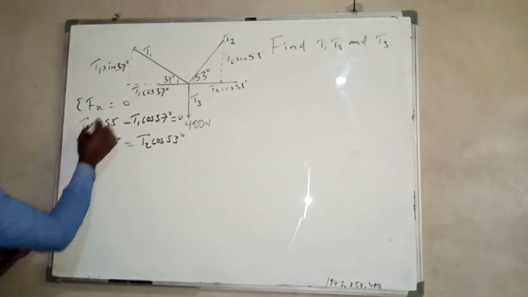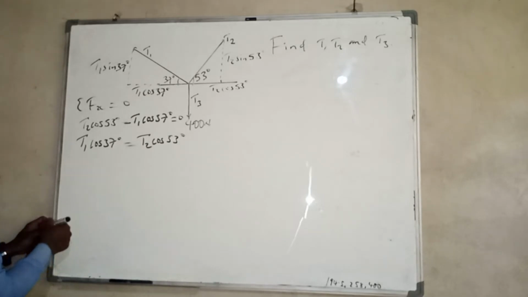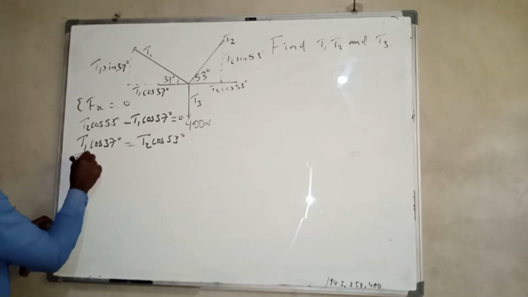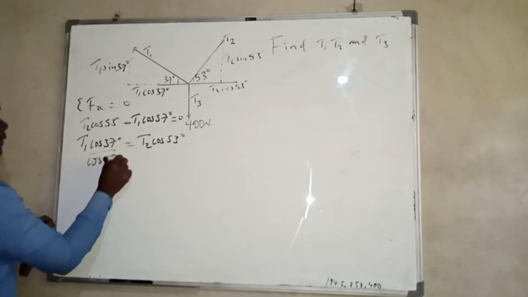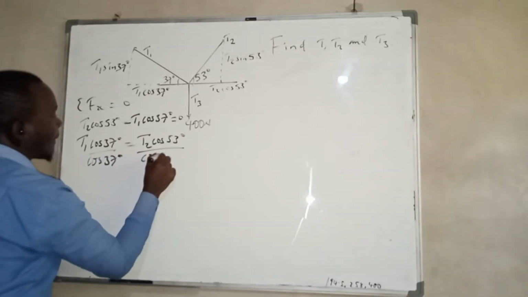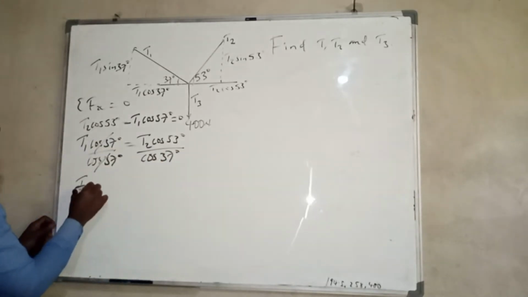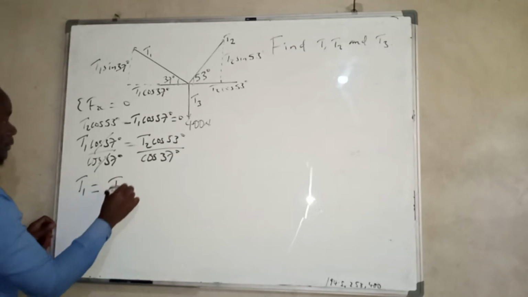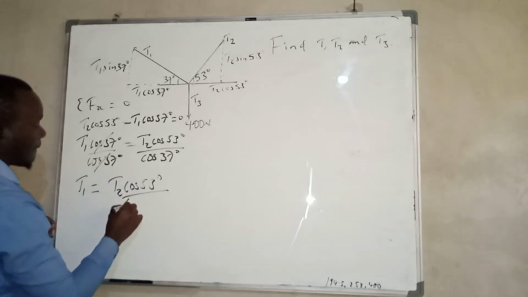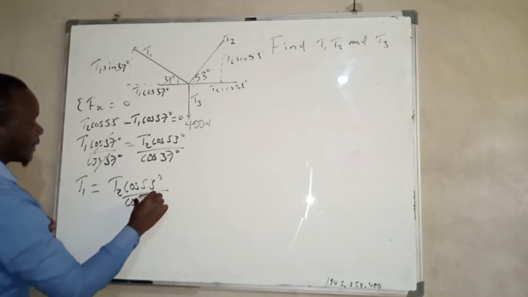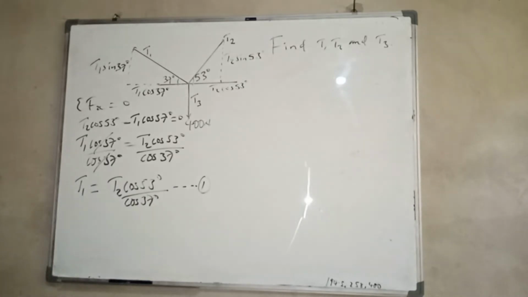We can make one of the two the subject of the formula. So we make T1 the subject. We divide by cos 37 degrees on both sides, so that this and this will cancel. Then T1 must be equal to T2 cos 53 degrees over cos 37 degrees. Let us call this equation 1.